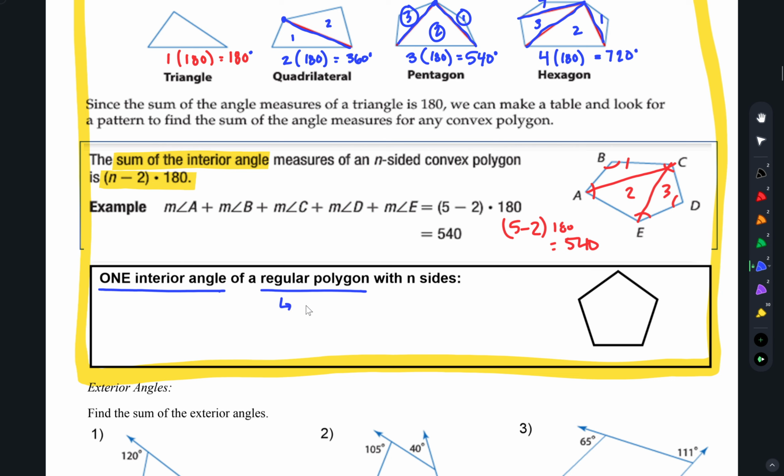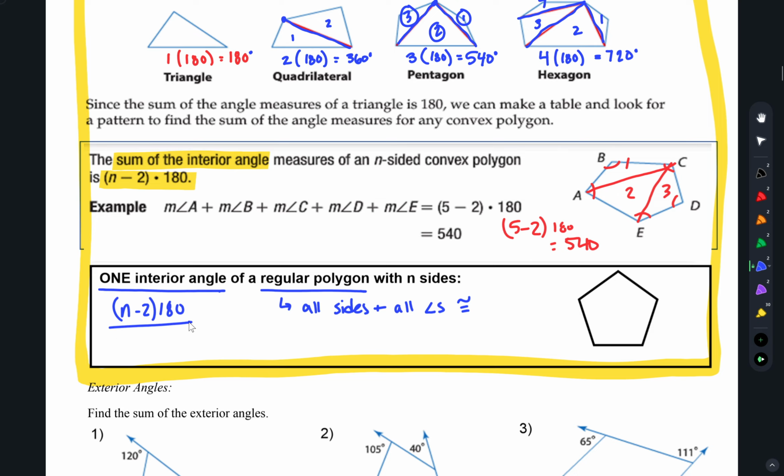That word regular means all sides and all angles are congruent. So all the sides will be the same length, all the angles will be the same measure, which makes my life a little bit easier, because if I want to figure out what one angle of a regular polygon is, I would take the sum of all of the angles, which we hopefully know from right above there is n minus 2 times 180. That's my sum.